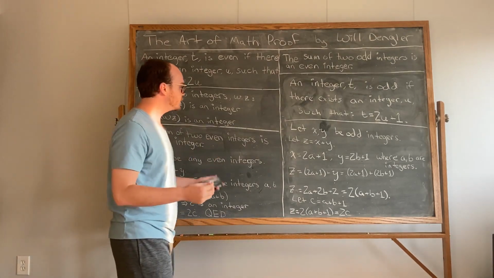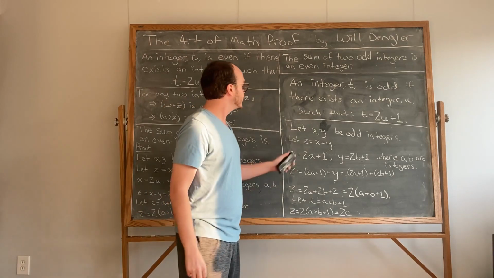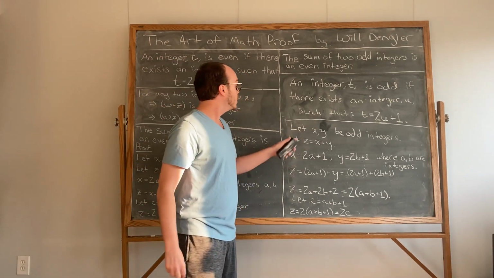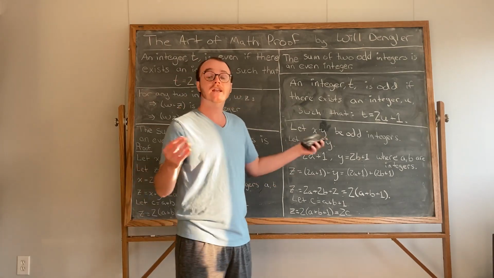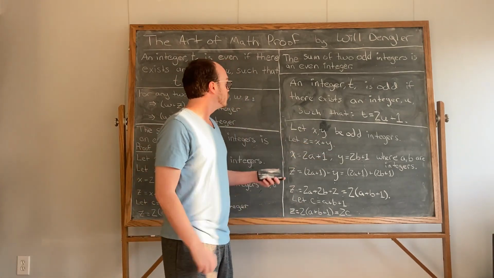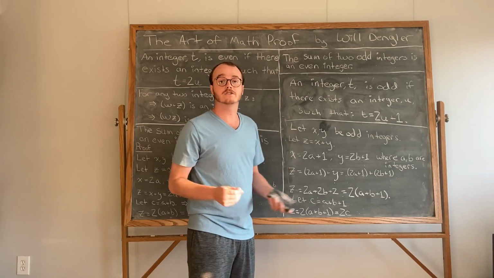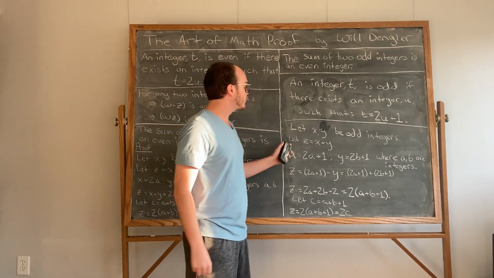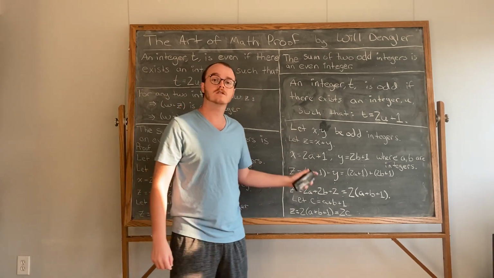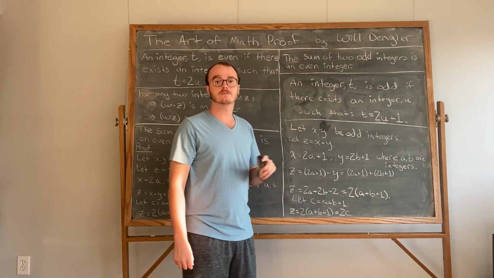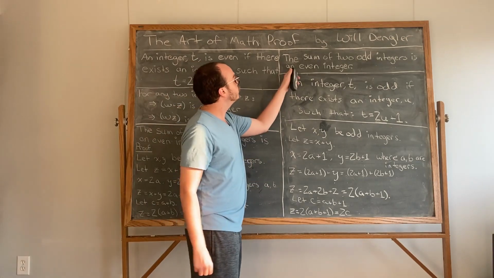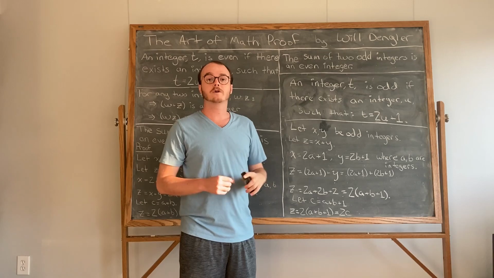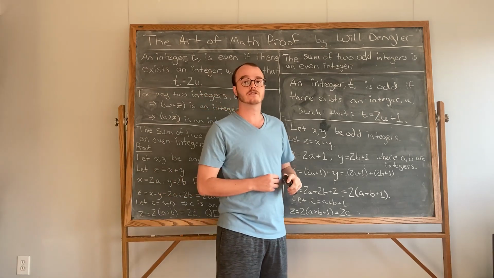Okay, well, if z is even, what was z? z was x plus y. And what were x and y? Well, x and y were any odd integers. So we took two odd integers, we added them together, and using that, we showed that their sum z is going to be an even integer. Therefore, we have proven that the sum of two odd integers is always going to be an even integer.